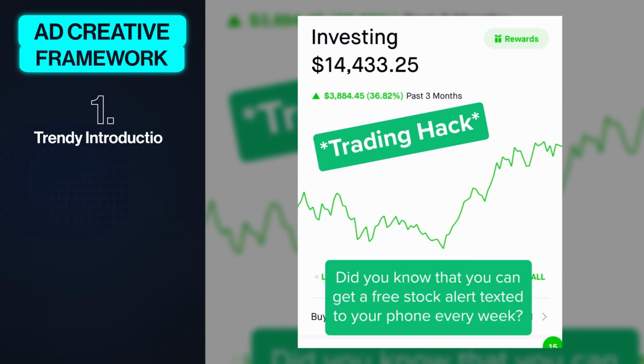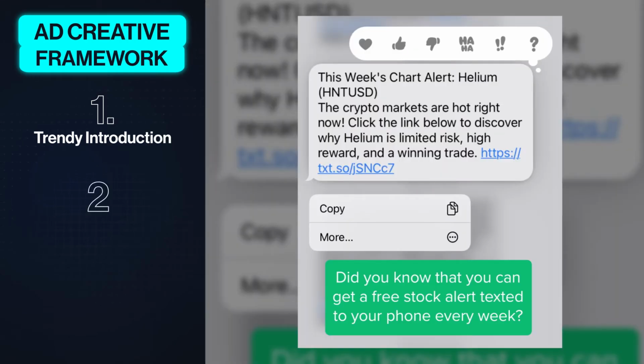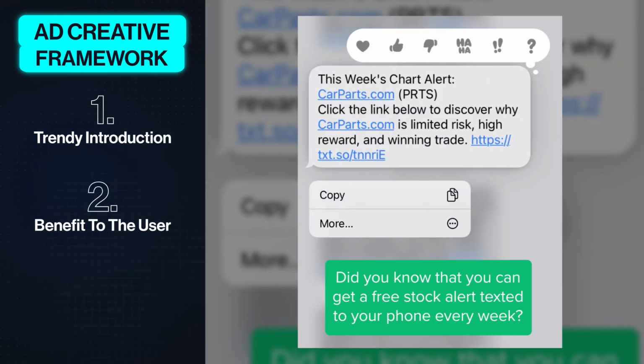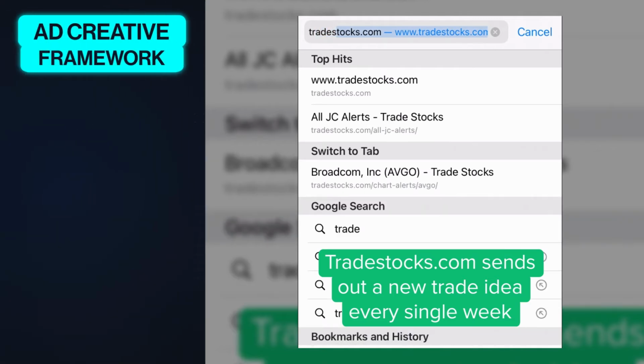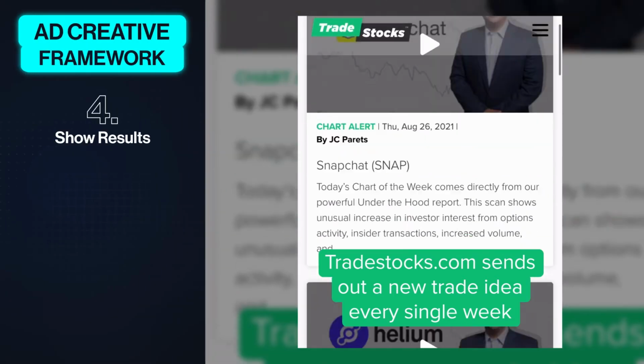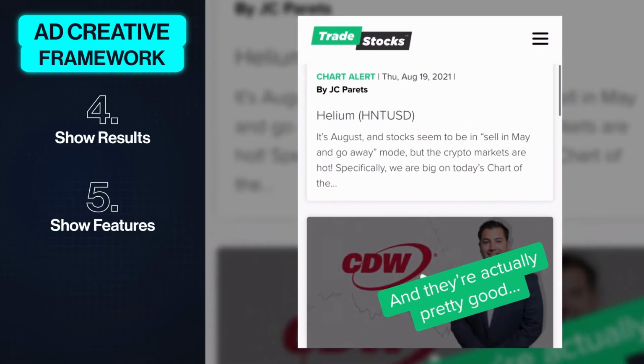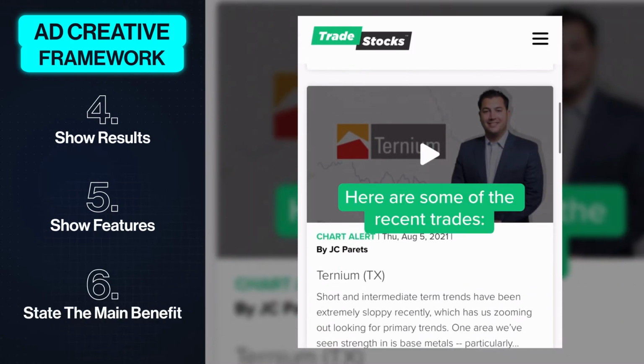And so remember, our framework for this organic looking ad went like this. Number 1, trendy intro. Number 2, benefit to user. Number 3, build trust. Number 4, show results. Number 5, show features. 6, state the main benefit. And 7, hit your call to action. So those are the 7 pieces we used in the organic looking ad.